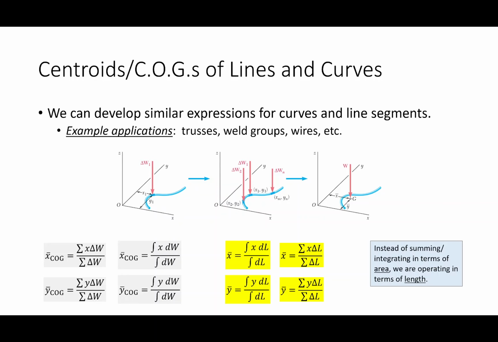But the idea is that if I had some sufficiently one-dimensional object, maybe like a wire or a weld group or trusses or what have you, and I wanted to find the centroid, I could do it in this fashion, or I could do it in terms of integration. And the integration would probably be more appropriate if I had a curved segment. I mean, I could take a curved segment and approximate it as a series of straight line segments, and the more approximations you do, the better you get at it. But again, the idea is the same. Instead of integrating or summing in terms of area, we're doing it in terms of length.